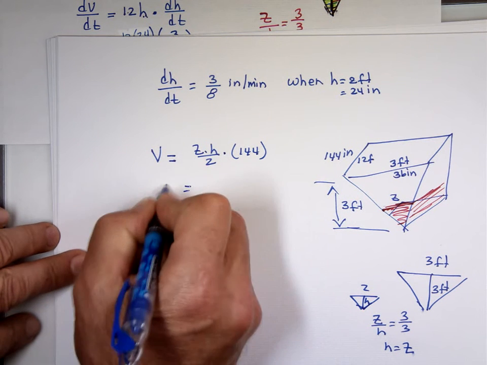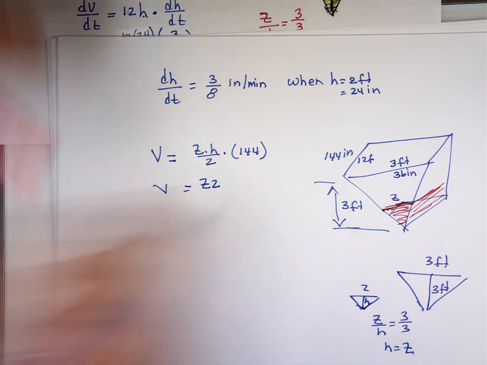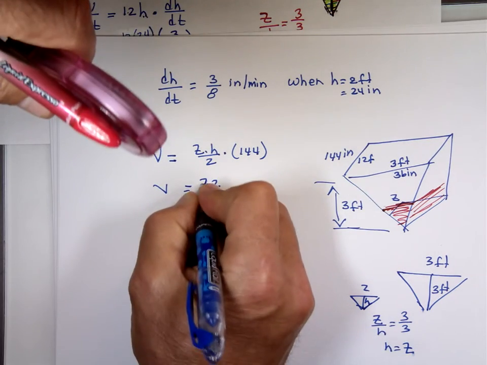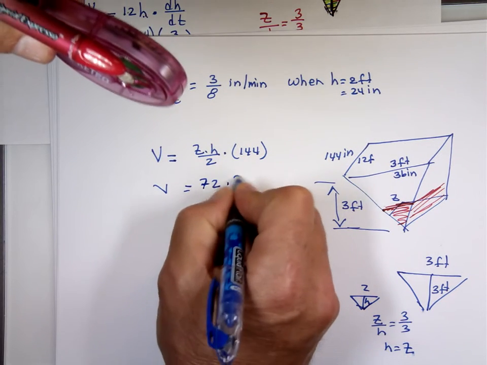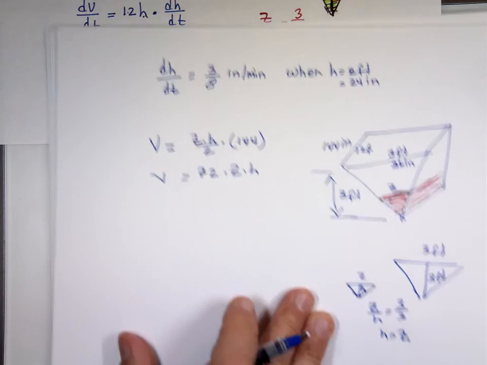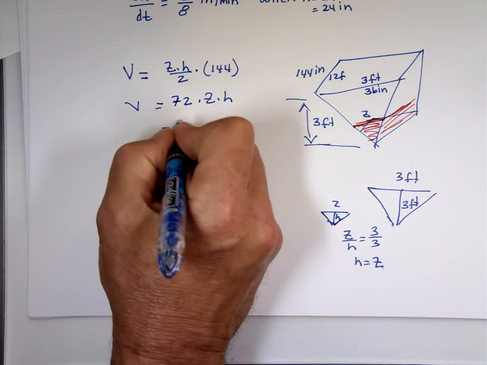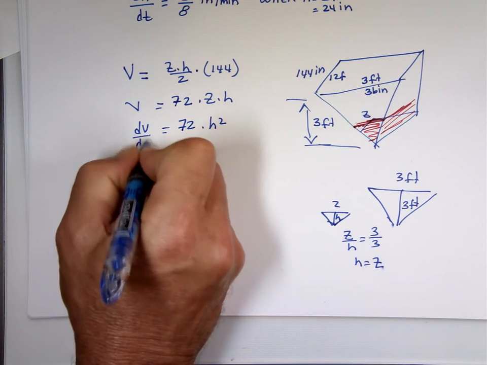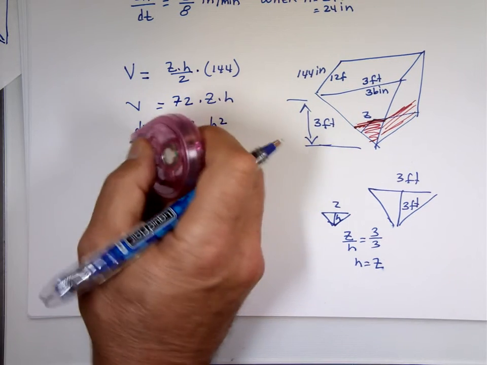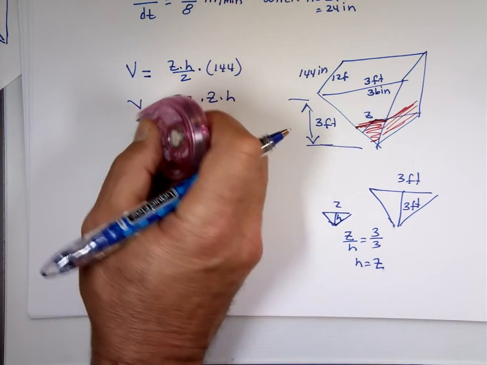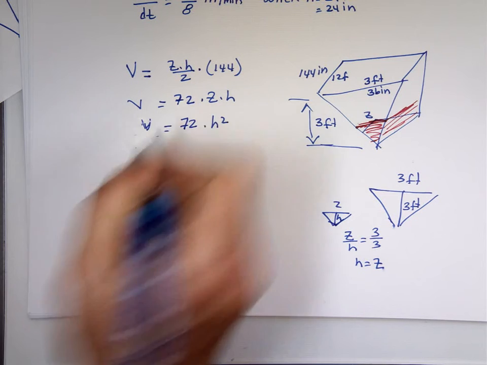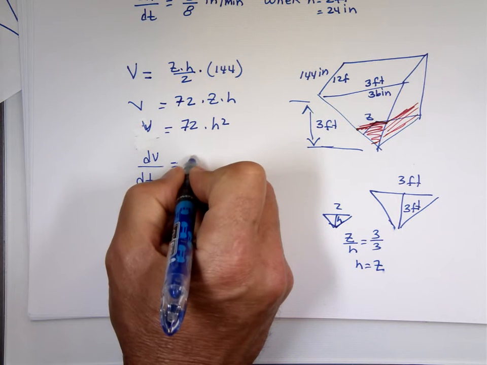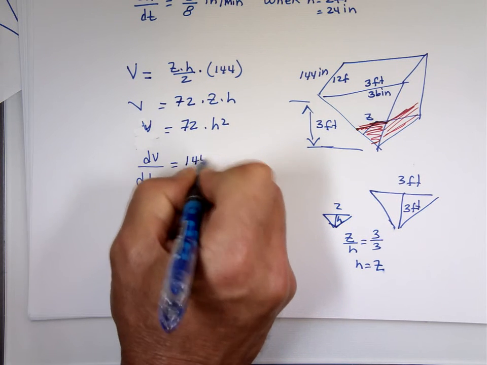That's 72, not Z2, 72 times Z times H. Well, since Z is equal to H, oh, that's just V. I didn't take the derivative yet. So what's dV/dt? 72 times 2, is that 144? H times dH/dt.